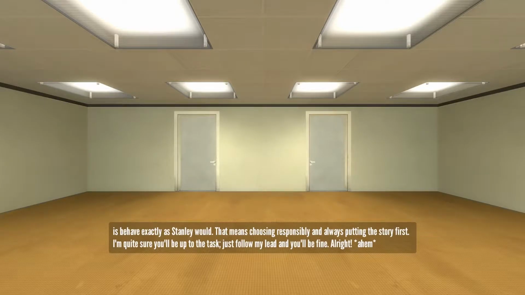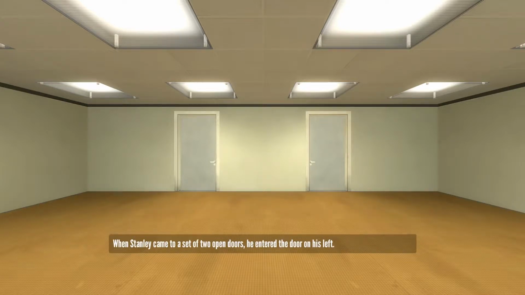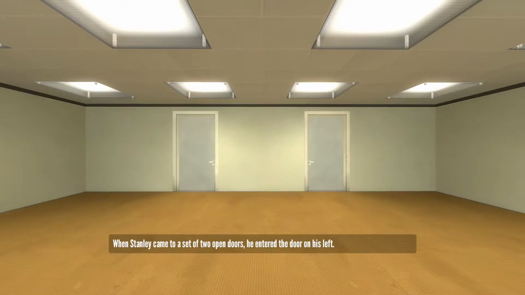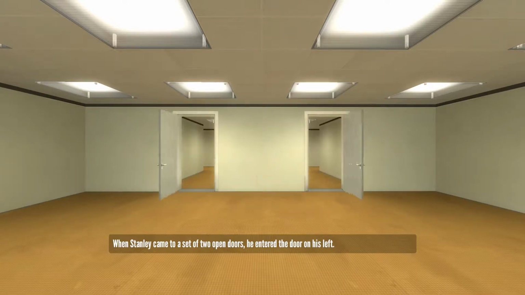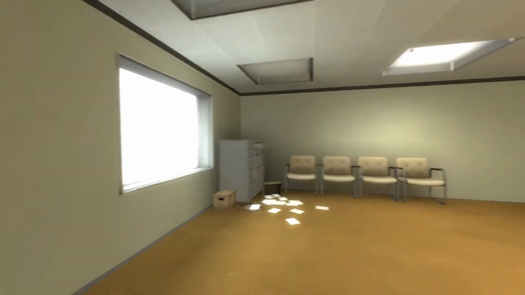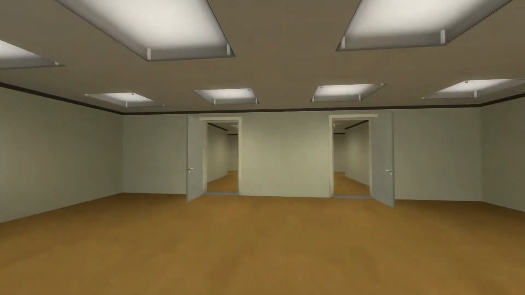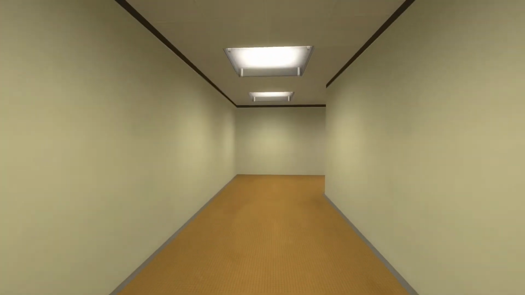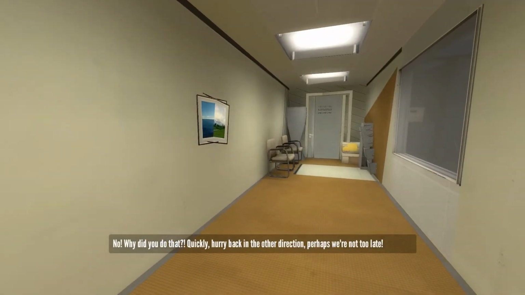Behave exactly as Stanley would. That means choosing responsibly and always putting the story first. I'm quite sure you'll be up to the task. Just follow my lead and you'll be fine. All right. When Stanley came to a set of 2 open doors, he entered the door on his left. No! Why did you do that? Quickly, hurry.